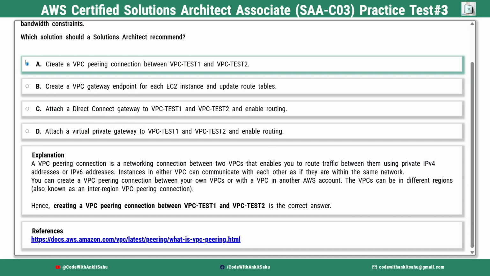Correct answer. Option A. Create a VPC peering connection between VPC Test 1 and VPC Test 2. Explanation: a VPC peering connection is a networking connection between two VPCs that enables you to route traffic between them using private IPv4 addresses or IPv6 addresses. Instances in either VPC can communicate with each other as if they are within the same network. You can create a VPC peering connection between your own VPCs or with a VPC in another AWS account. The VPCs can be in different regions, also known as an inter-region VPC peering connection. Hence, creating a VPC peering connection between VPC Test 1 and VPC Test 2 is the correct answer. References.